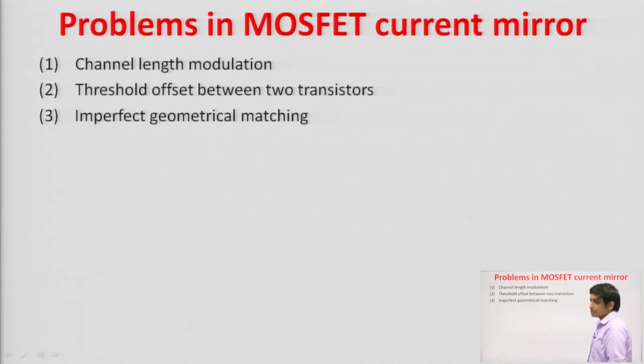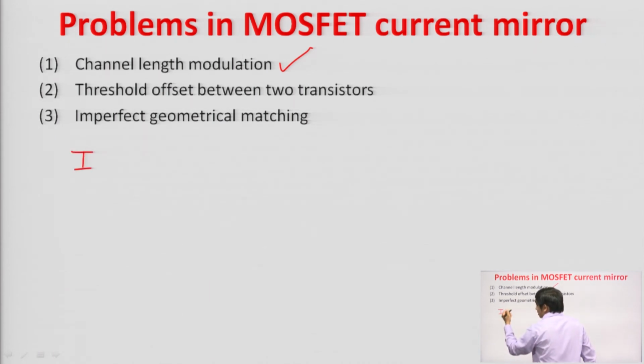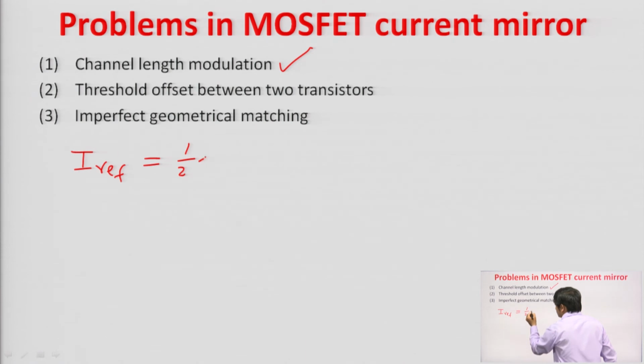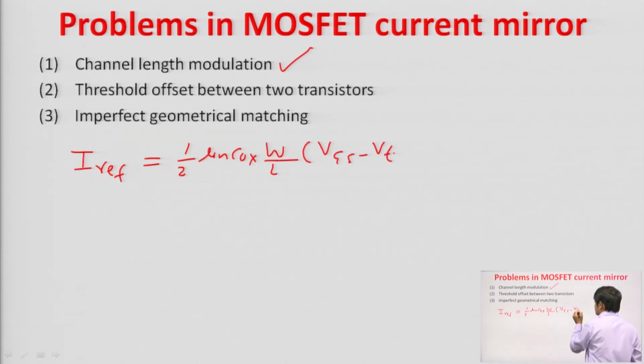Next is the problems associated in MOSFET current mirror. So, there are 3 major problems. One is channel length modulation. Now, see, the equation which we have used in saturation is 1 by 2 mu n Cox W by L into (Vgs minus Vt) whole square. But here we have neglected the channel length modulation, but we know that practically this channel length modulation effect comes into picture, that is also called early effect.